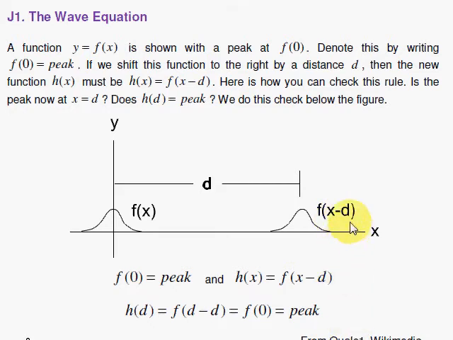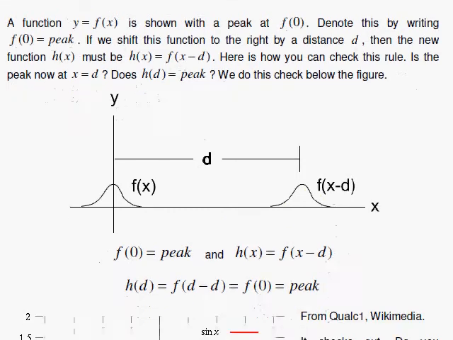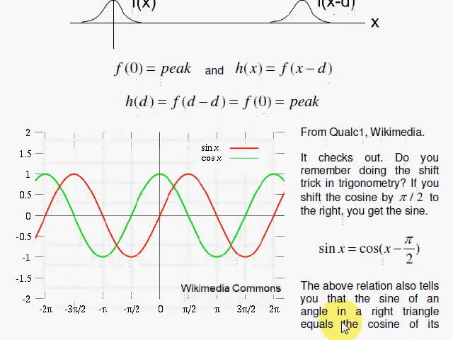And in a second, we're going to let that d equal v times t, and then we're trucking along down to the right. You probably have seen something like this before with trigonometry, where if you have the cosine, the green one, and if you shift it pi over 2 to the right, then you get the sine. So the sine of x is equal to the cosine shifted to the right. Remember, the shift to the right means the minus sign. So x minus pi over 2.